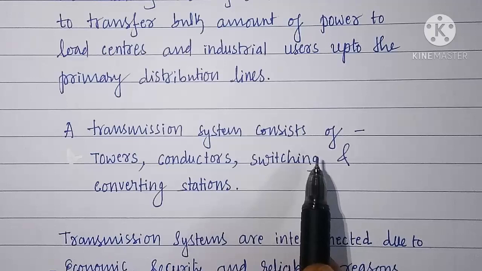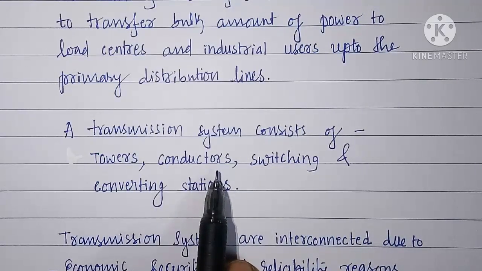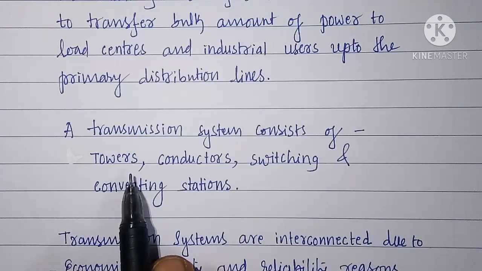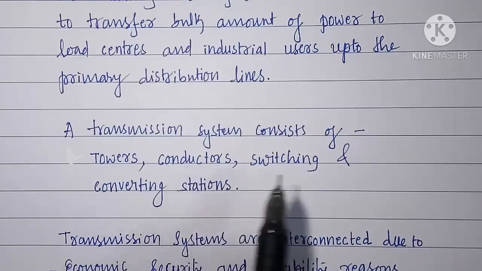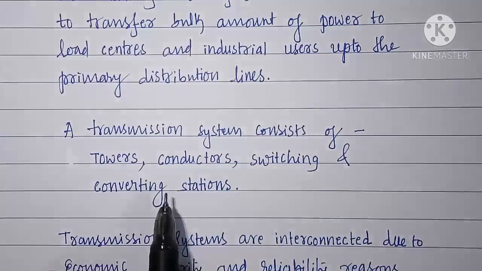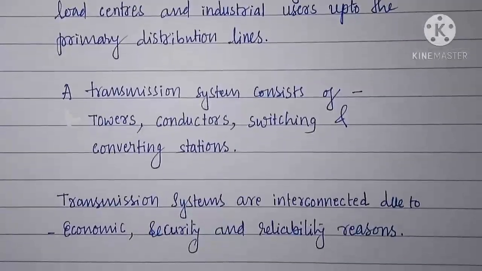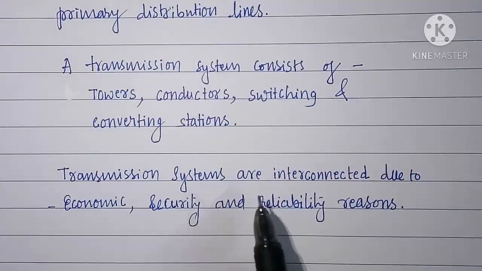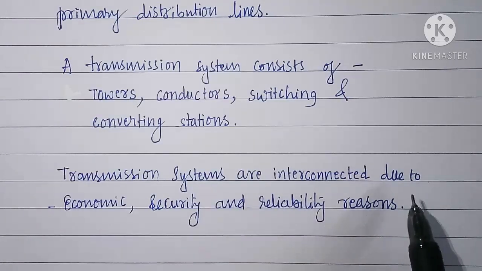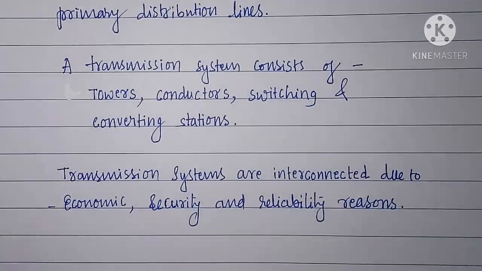A transmission system consists of towers, conductors. Towers here means the supporting structure for the conductors and insulators. Switching and converting stations. Transmission systems are usually interconnected due to economic, security and reliability reasons.